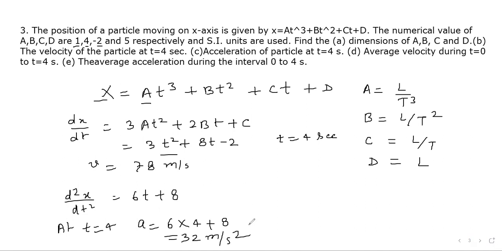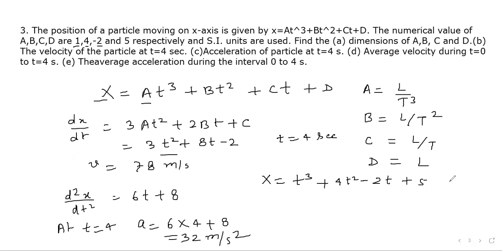Now, average velocity during this time, so we put t equal to 0 and then t equal to 4 to get x in two cases, and then we divide it by time. So let's write it clearly. X equal to A. A is 1, so that is t cube. B is 4, so this becomes 4t square. C is minus 2, minus 2t, and D is 5.